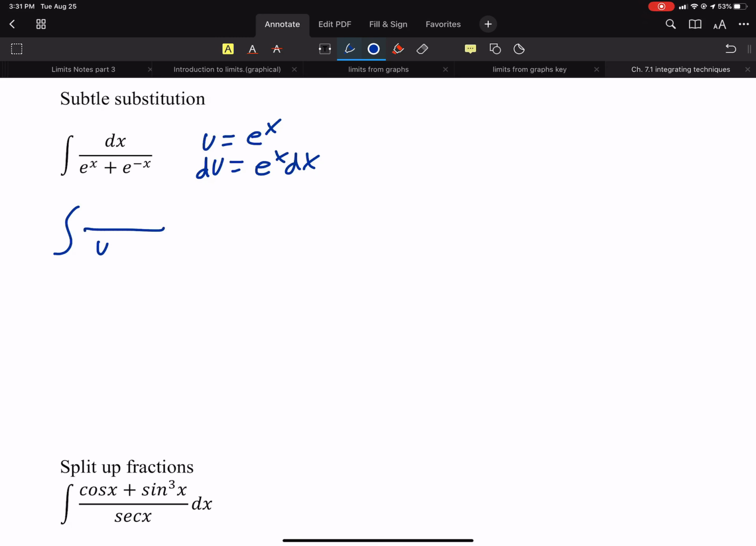This becomes u plus, oh no, this is e to the negative x. E to the x is u, so we're kind of stuck here. So we have a couple of problems happening. So you might say to yourself, ooh, I don't know what to do. So then you might say, okay, let me make u the whole denominator, and then we start running into other problems.